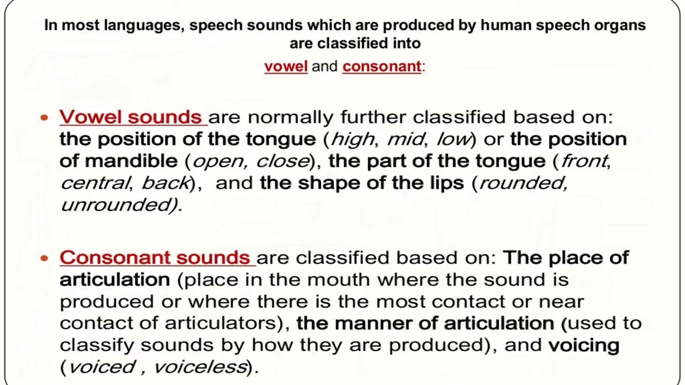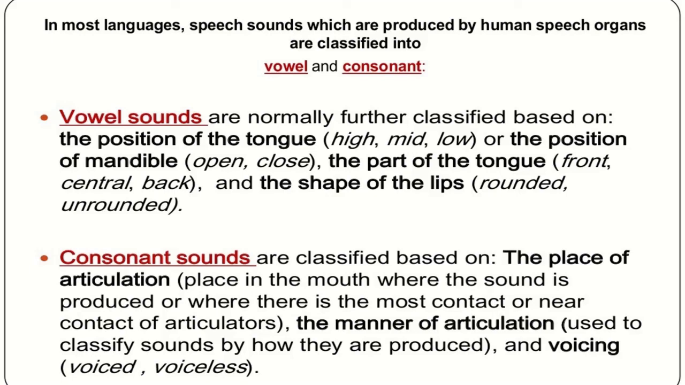In most languages, speech sounds which are produced by human speech organs are classified into vowel and consonant. First is the vowel sounds. The vowel sounds are normally further classified based on the position of the tongue, the high, the mid, and the low, or the position of the mandible, open or close. The part of the tongue, front, central, and back. And of course, the shape of the lips under the vowel sound is to be rounded or unrounded.